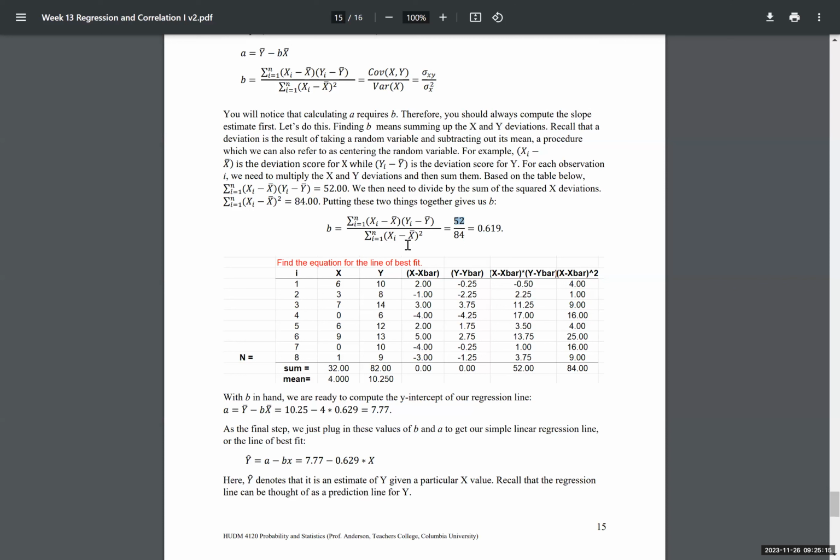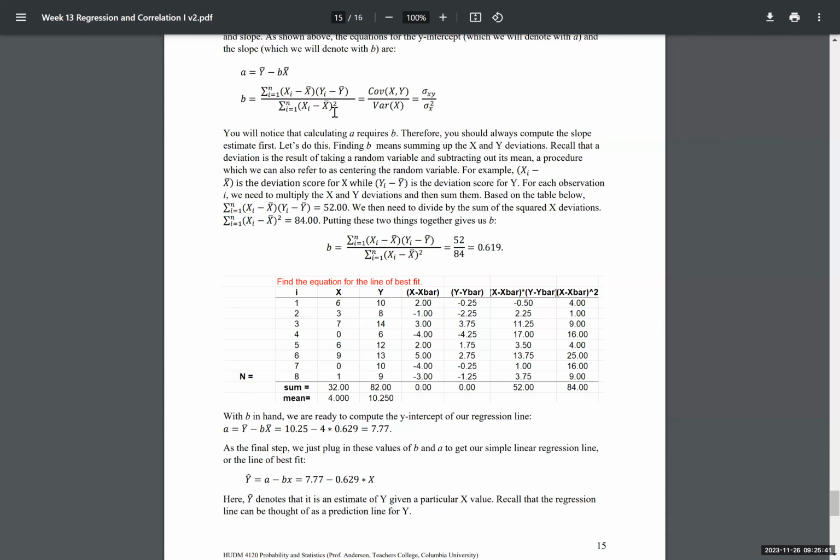I then need the sum of the square deviations of x. So I'm going to just add another column here, x minus x bar squared, sum them up, 84, and I'm going to get 0.619 or 0.62. Oh, it looks like I have a typo here. 0.629. So I'll check that and fix that, but 0.62, right? That's really what we're dealing with here.